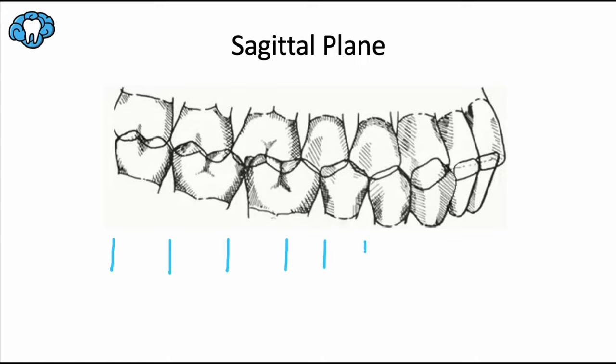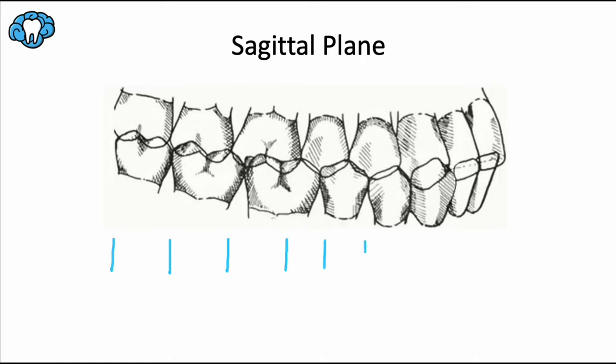Okay, so what part of the picket fence is contacting that point? It's going to be the mesiolingual cusp of the maxillary first molar. And that's your answer. We're done. We got it. All right, so let's do another one.